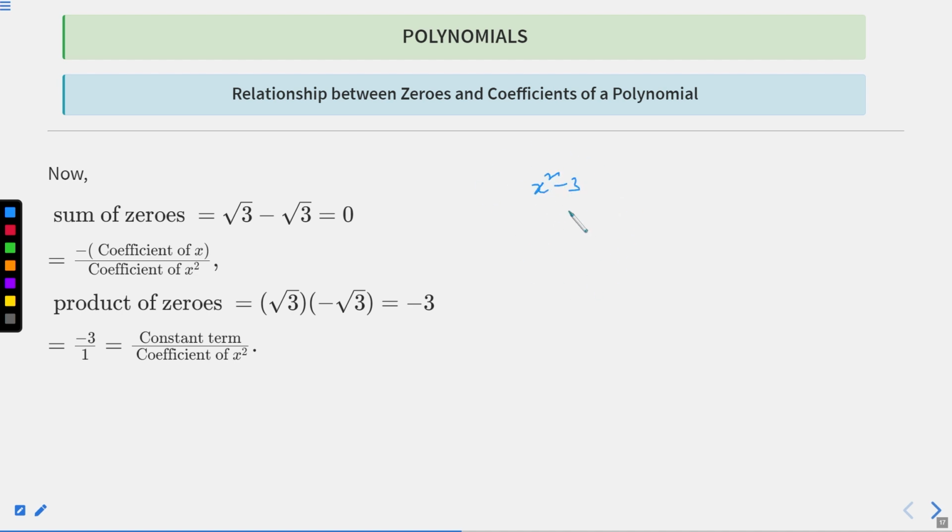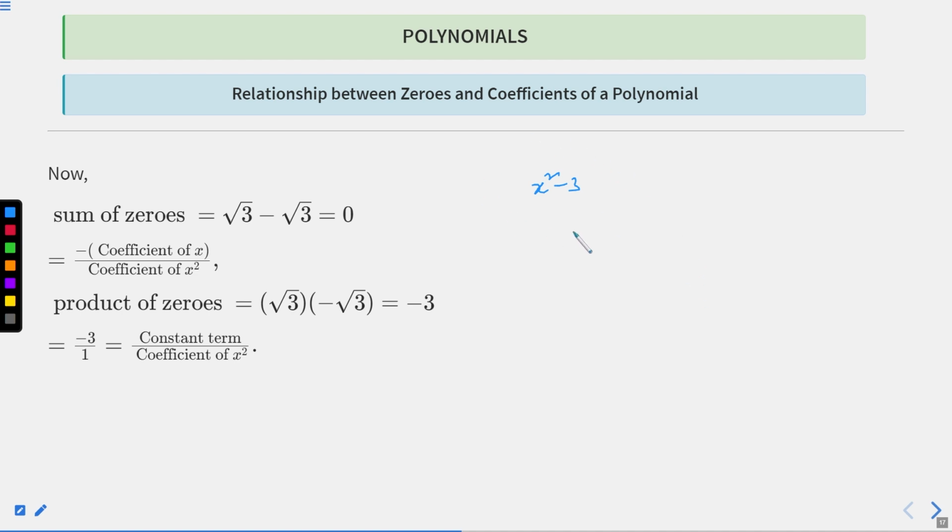Okay, and here for this quadratic polynomial, the coefficient of x is basically 0. So here the sum of zeros is equal to 0, and you can write this as minus coefficient of x divided by coefficient of x square. And then the product of its zeros is equal to root 3 times minus root 3, which is basically equal to minus 3. Okay, and you can write this as minus 3 upon 1.